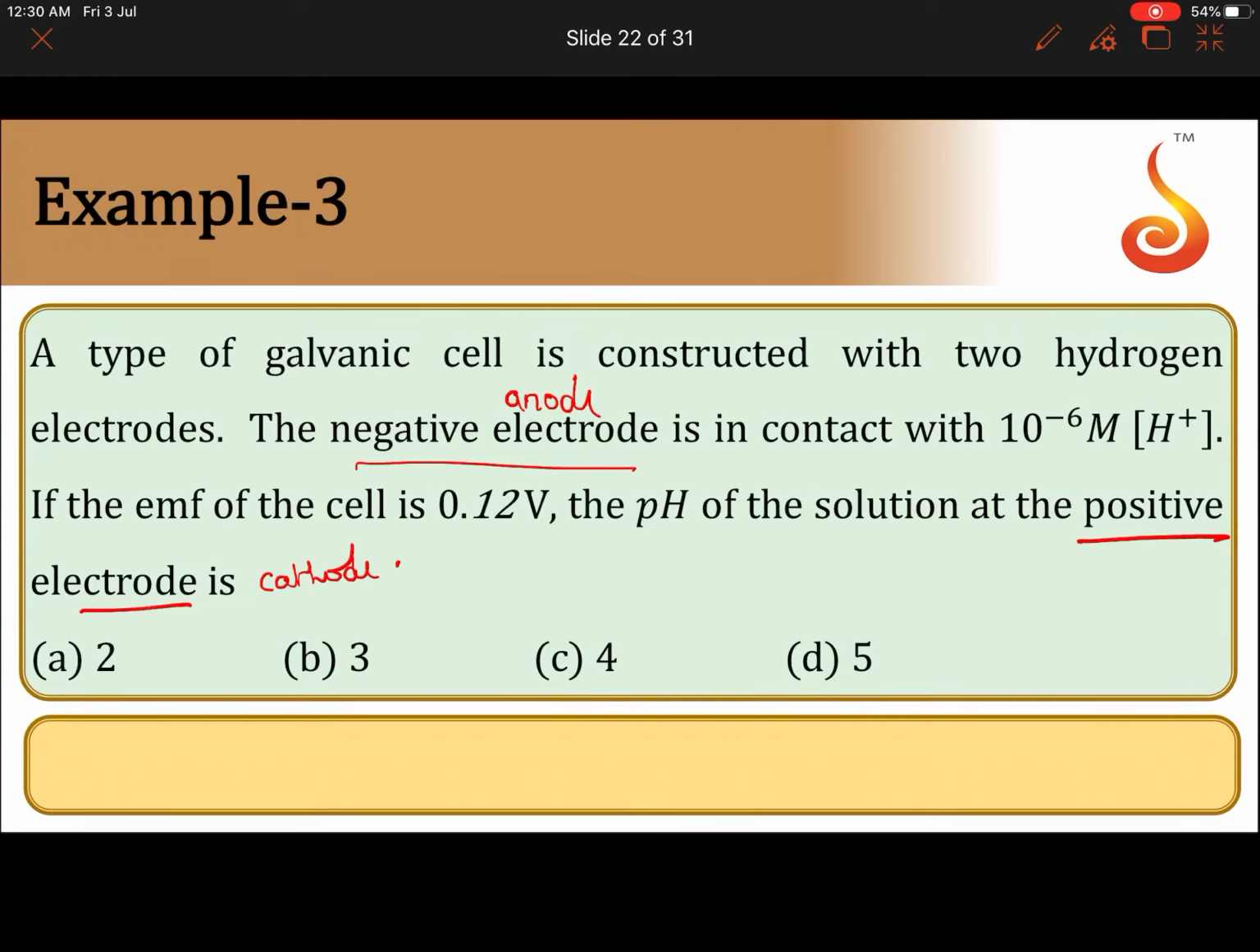So here remember the formula. E cell is equal to 0.0591 into pH at anode minus pH at cathode.